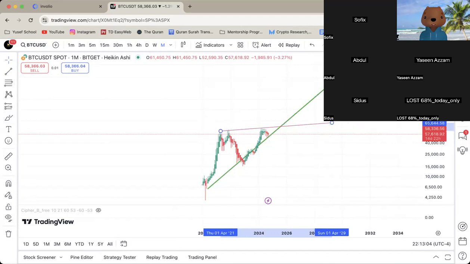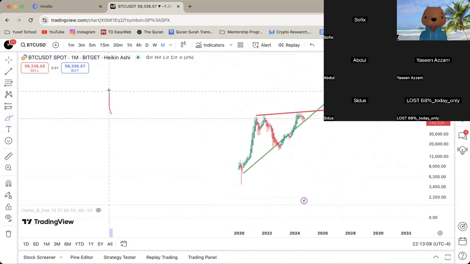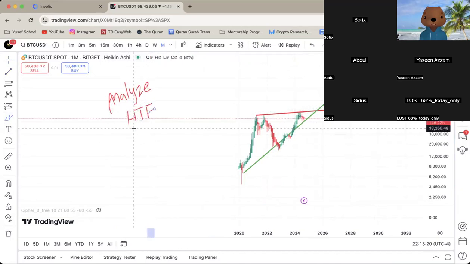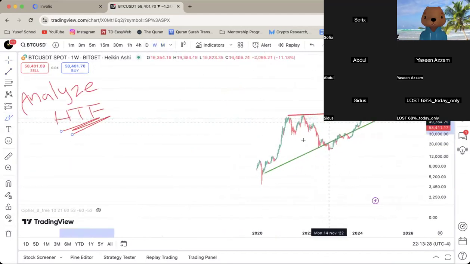But this is how we identify the trend. The first thing we're gonna do is analyze, right? The high time frame. So technical analysis is about analyzing the chart. So what are we going to do? We're going to analyze the higher time frame. That means the monthly, okay? Or the weekly. So we started off with the monthly. We found the levels, right?